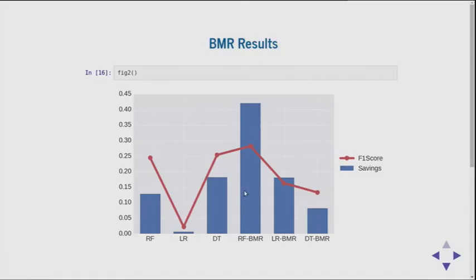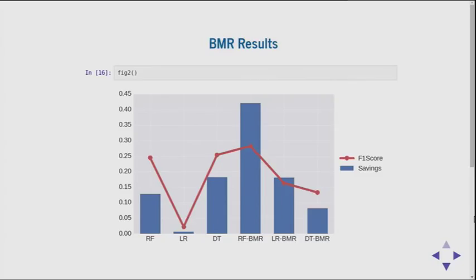And on the side of the F1 score, we found interesting things. For example, decision tree and the logistic regression with Bayes minimum risk have, let's say, the same savings, but a completely different F1 score. So this is, as I say, one of the conclusions that I'd like to carry around.